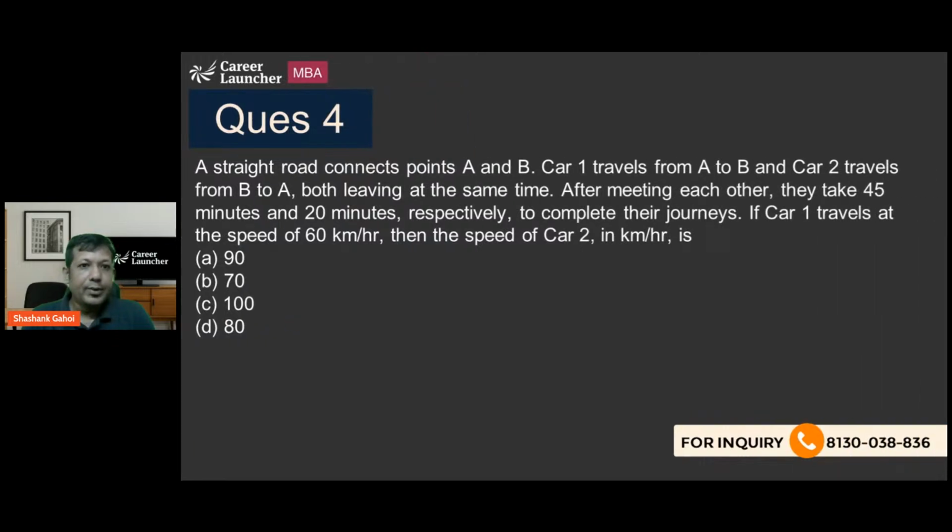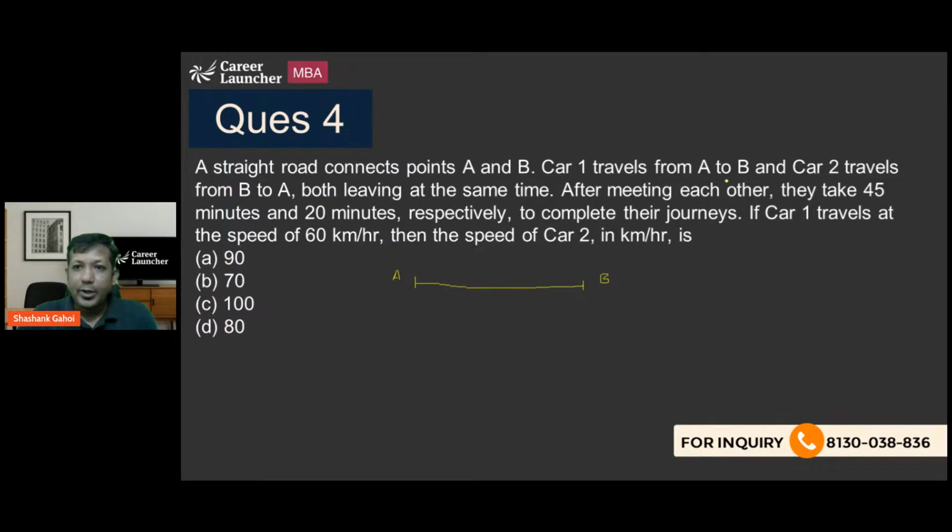Now, the next one. What does it say? The next one says a straight road connects point A and B. Okay, so we have 2 points A and B. This is point A, another point is B.